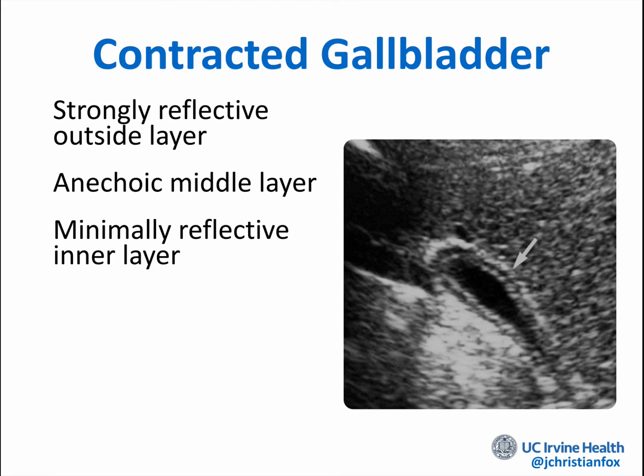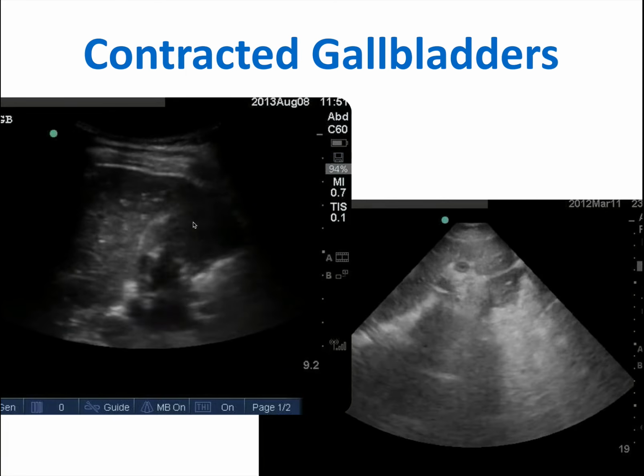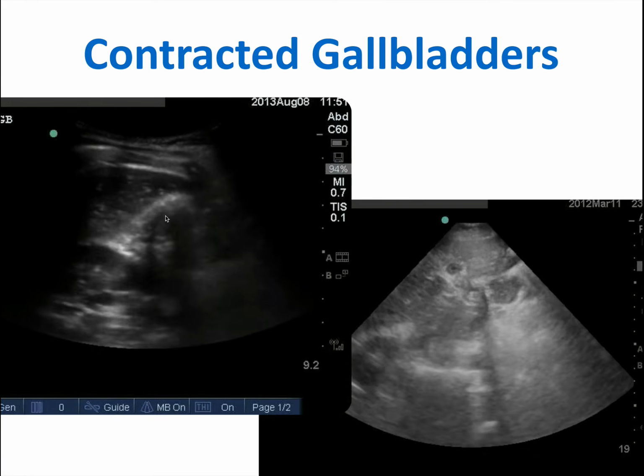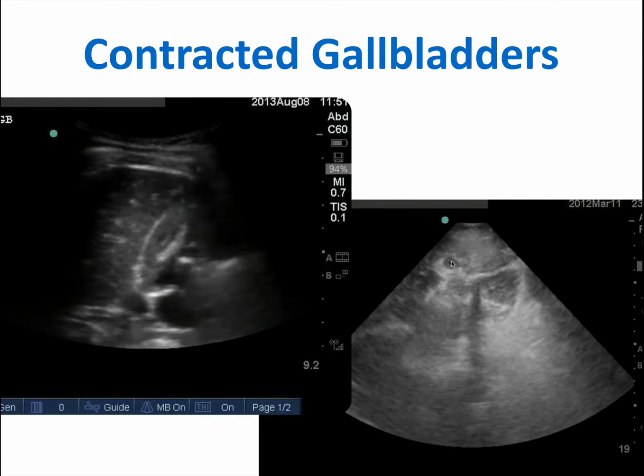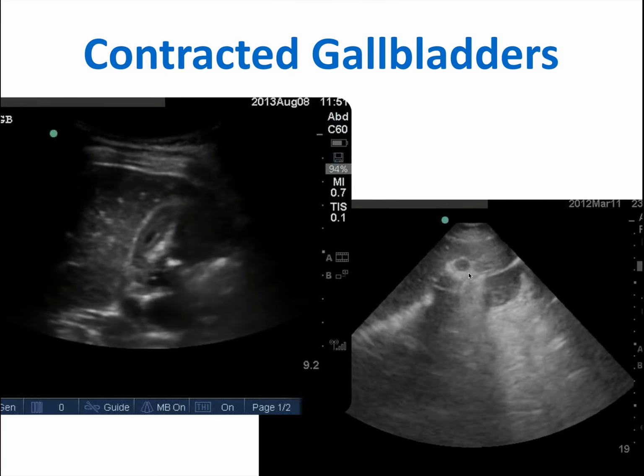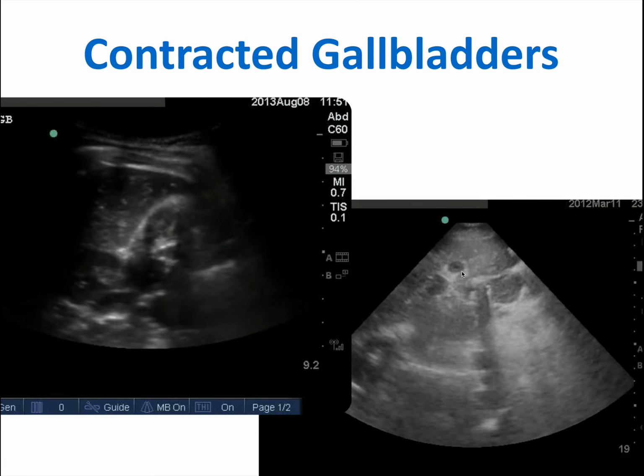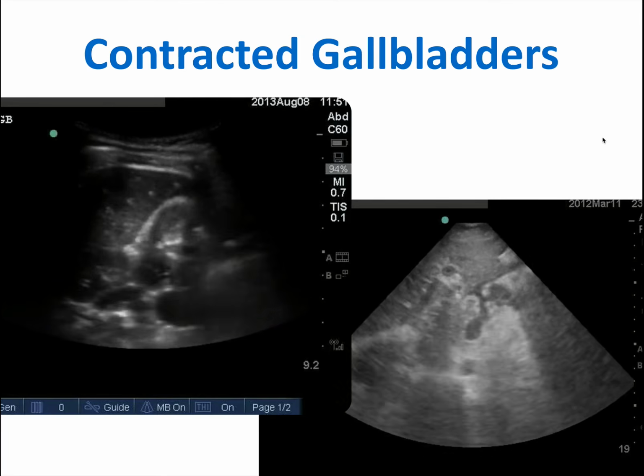Now, contracted gallbladders are like little baby gallbladders. They're so cute. They're adorable. And so you can see them with their three walls here: this strongly reflective outer layer, this anechoic middle layer here, and then this minimally reflective inner layer. When they're contracted, you can see them all contracted down like that. They're absolutely adorable. You can see one over here. It's like tiny little baby gallbladders, and so I love it when they're like that.